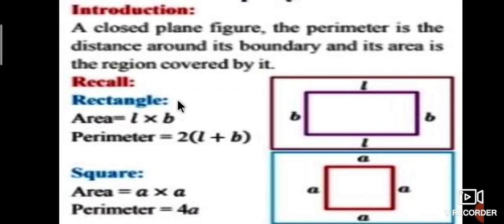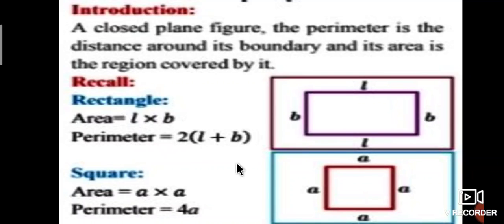Okay, we recall the following concepts. Here is the shape of a rectangle. The area of a rectangle is equal to length into breadth. The perimeter of a rectangle is 2 into (L plus B). Note the formulas: the area of a rectangle is equal to length into breadth, and the perimeter is equal to 2 into (L plus B).